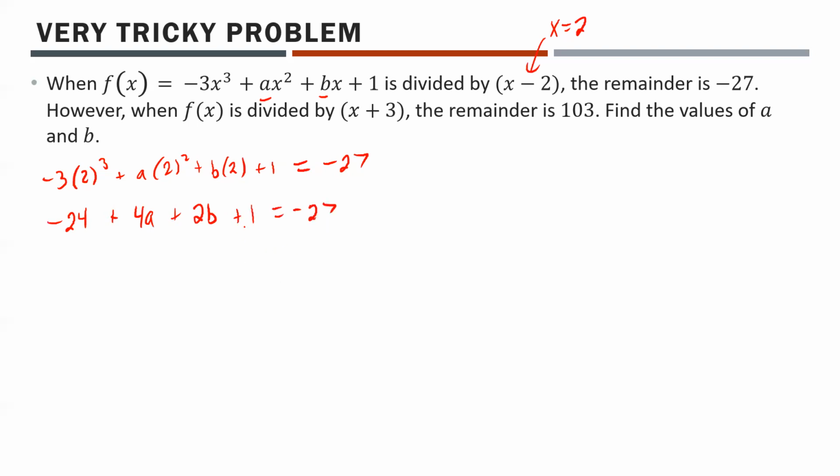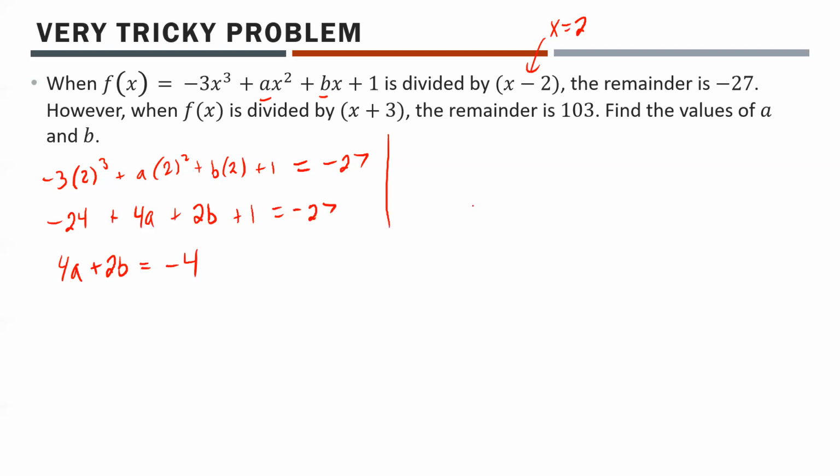Why don't we gather all of our numbers to the other side? So I'll minus 1 on both sides. That'll give me negative 28 over here. But then I'll add 24. So this gives me 4a plus 2b equals negative 4. So there's nothing I can do with this at this point. This is something with 2 different variables in it. You can't solve it if there's 2 different variables.